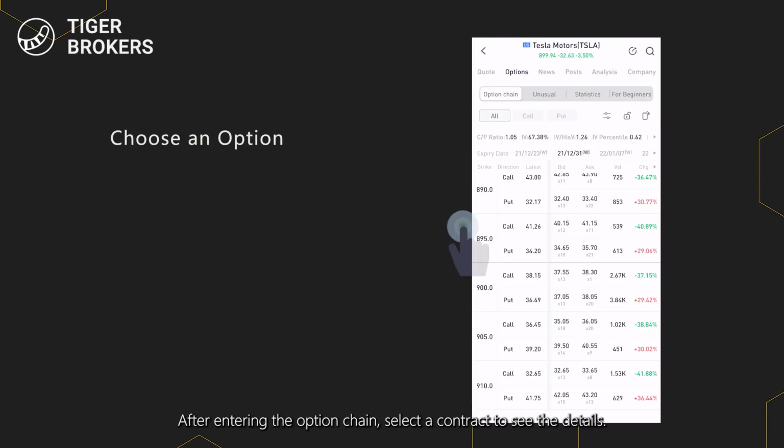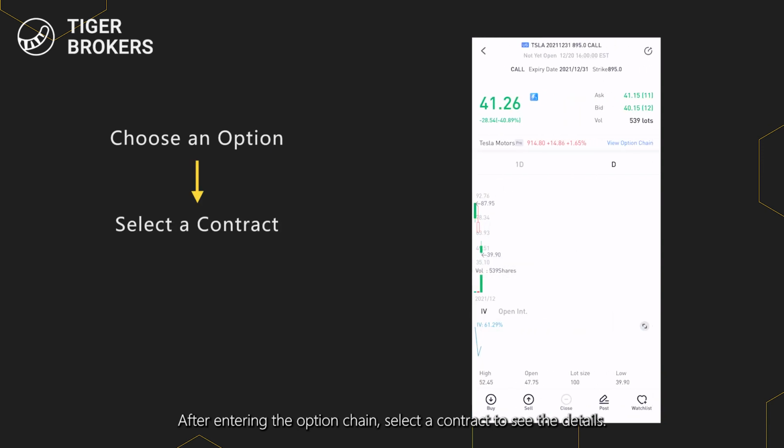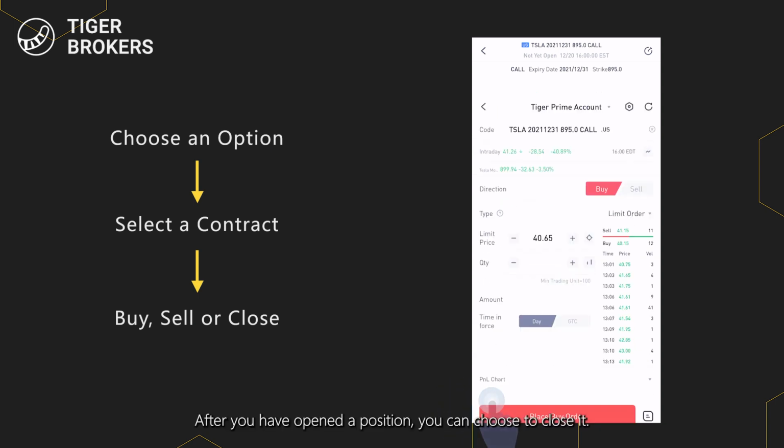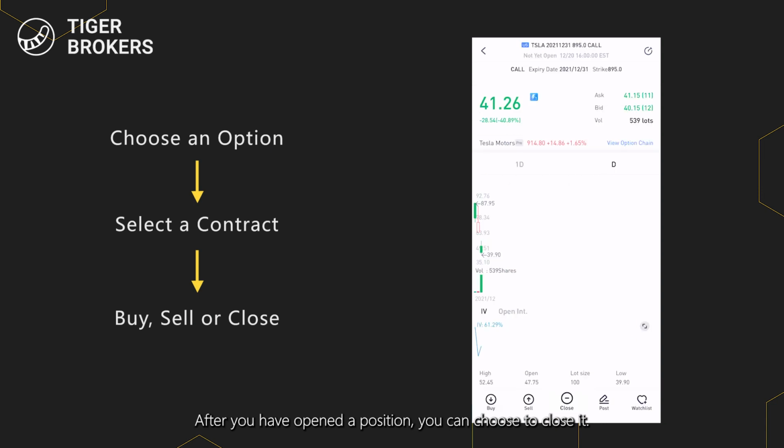After entering the option chain, select a contract to see the details. At this time, you can see that there are 3 trading options: buy, sell, and close. When you don't have any contracts in your account, you can only buy or sell. Both directions are called opening. After you've opened a position, you can choose to close it.